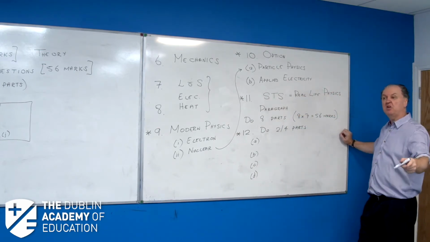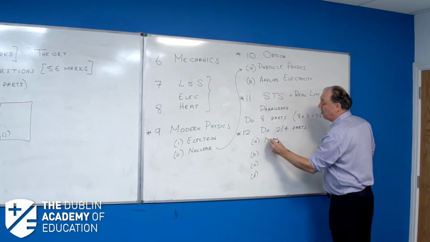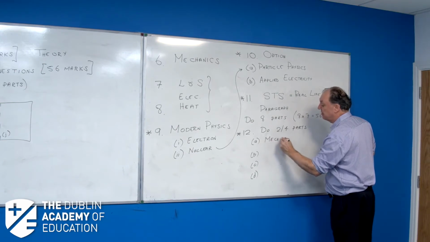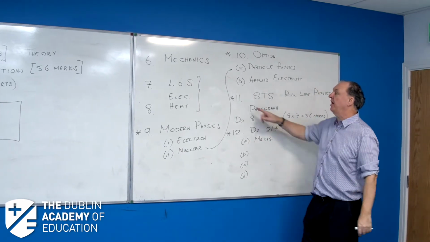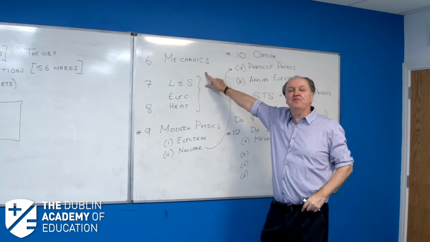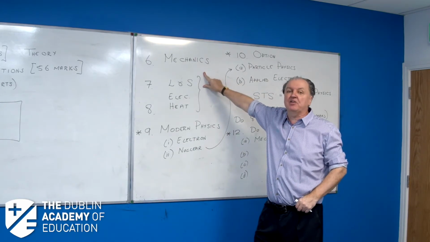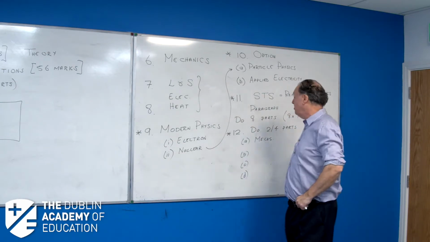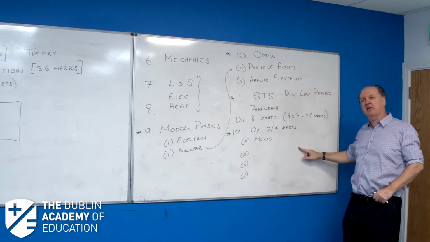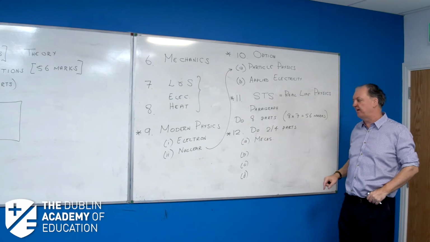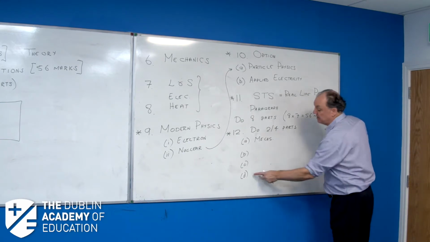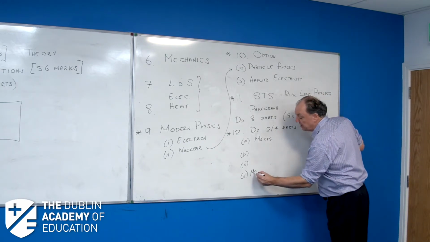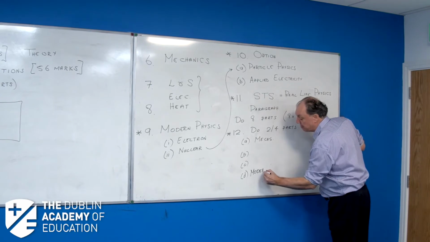Part A, usually a short question on mechanics. So when I said to you, okay, it's safe enough to leave out that tough question on mechanics, sometimes it's not that tough by the way, but to leave it out, you should still be able to do basic mechanics, and you should be able to do something like 12 part A. 12 part D is usually a question on modern physics.